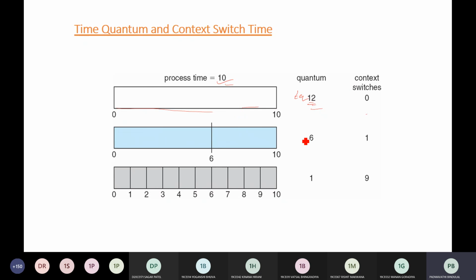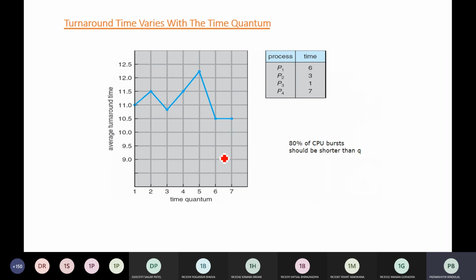Whereas if you take TQ equal to 6, the process will execute for 6 units, then switch to another process, and after that start executing again. So you need one context switch. And if you take time quantum equal to 1, the same process requires 9 context switches. So as the quantum decreases, the context switches keep on increasing, when the process size is constant.